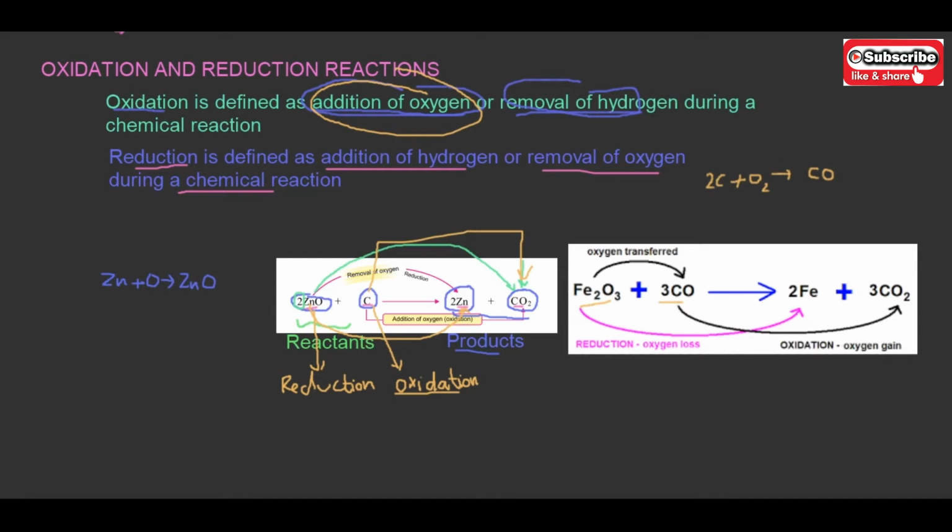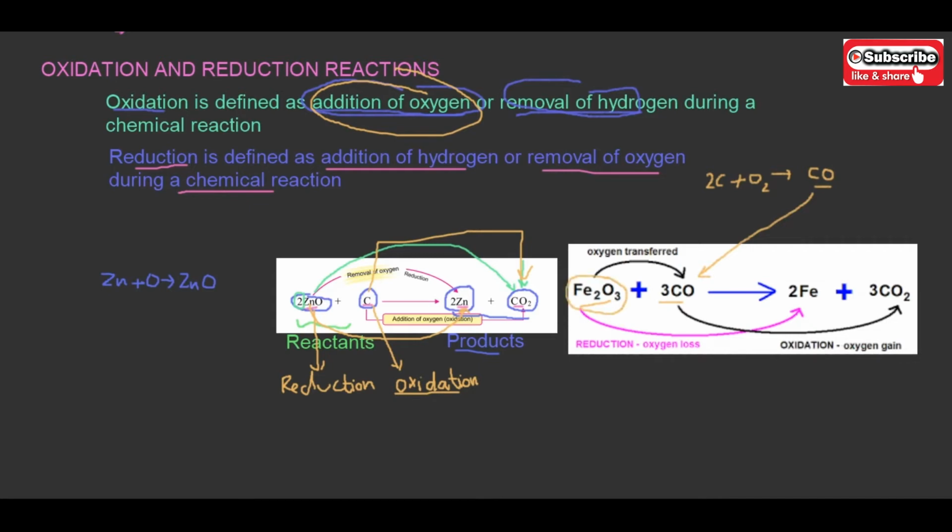Now this carbon monoxide further reacts with oxides of iron, which gives iron and carbon dioxide. So this carbon monoxide further reacts with oxides of iron. This is iron oxide.